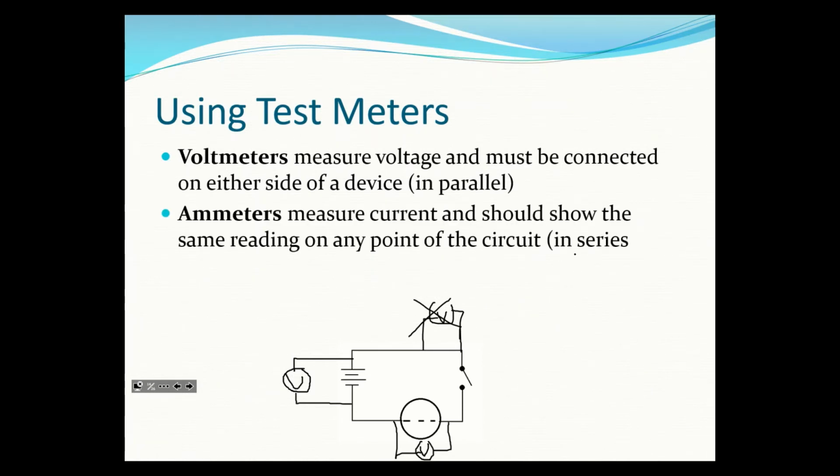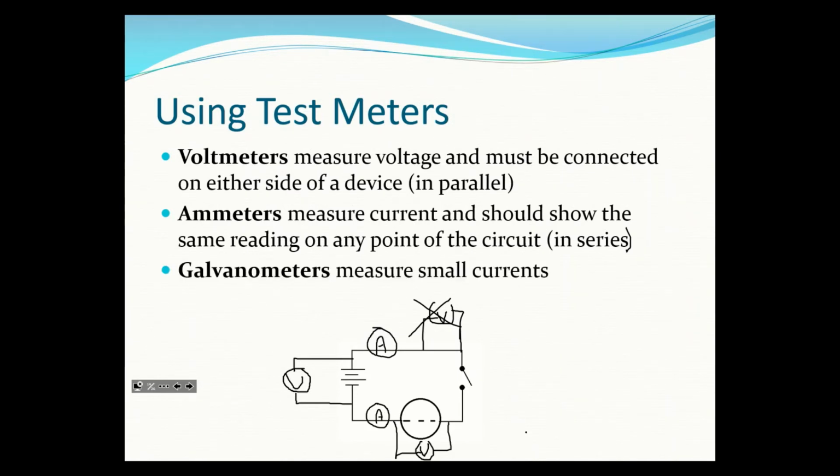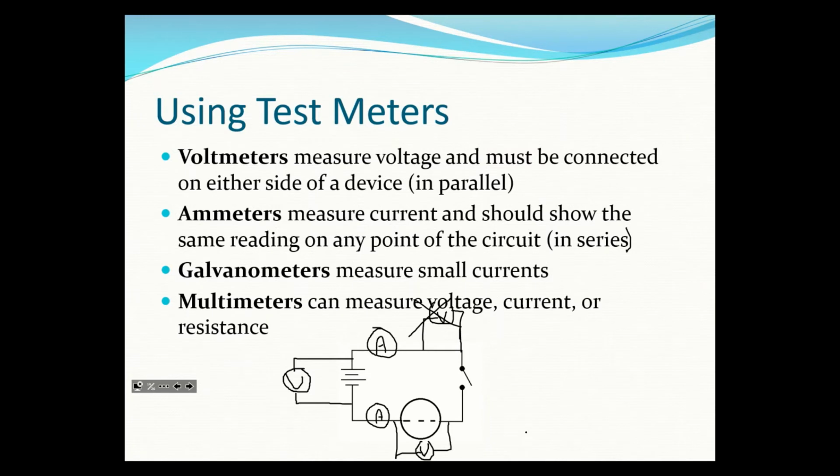Ammeters measure current, and they show the same reading at any point, and they have to be set up in series. So if I set up my ammeter, I just want to make it like a light bulb. I want to make it part of my circuit, and I can set it up anywhere that I want. A galvanometer just measures small current, so you might see that term used, and a multimeter can measure voltage, current, or resistance. So this is what you'd use in your home.